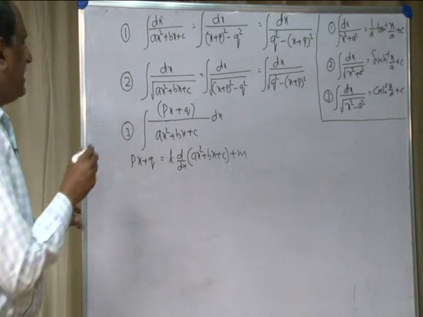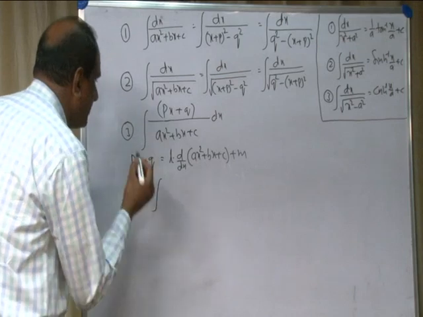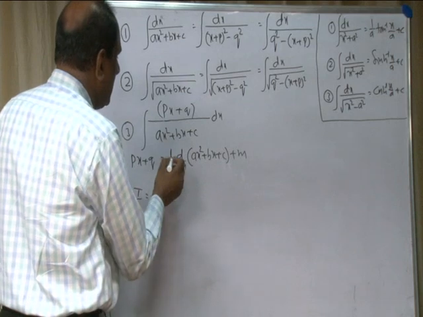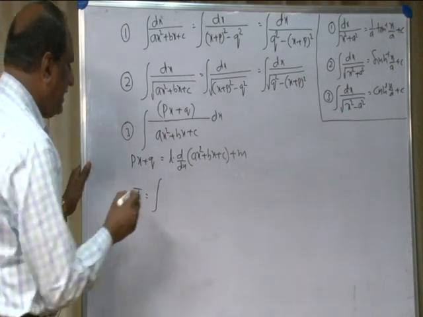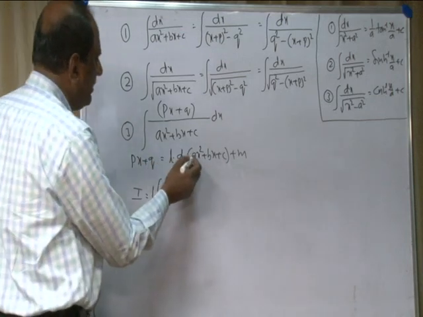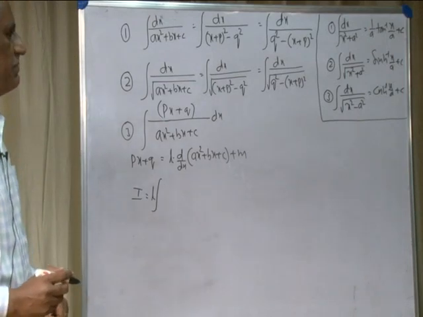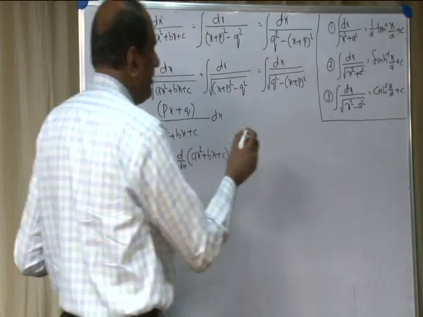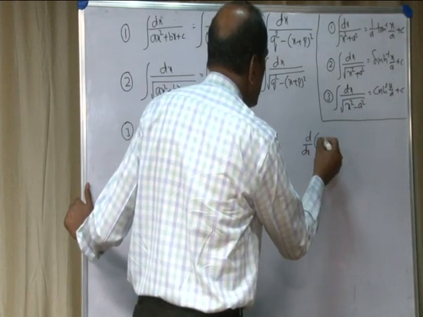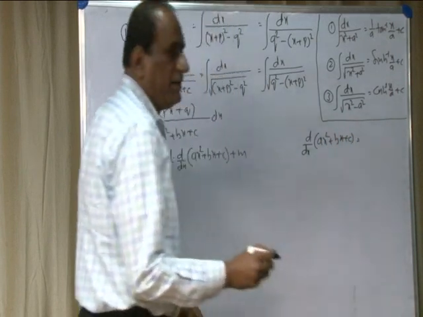Then the given integral becomes, see here, Px plus Q can be written as L into d by dx of the denominator. What is the derivative of Ax square plus Bx plus C? Find out its derivative in the margin. See here, d by dx of Ax square plus Bx plus C, term by term differentiation.